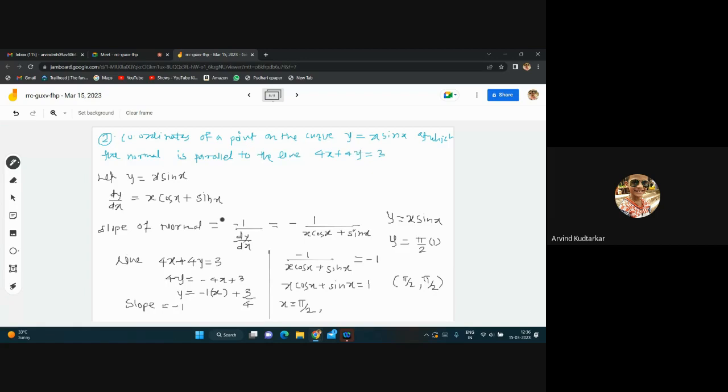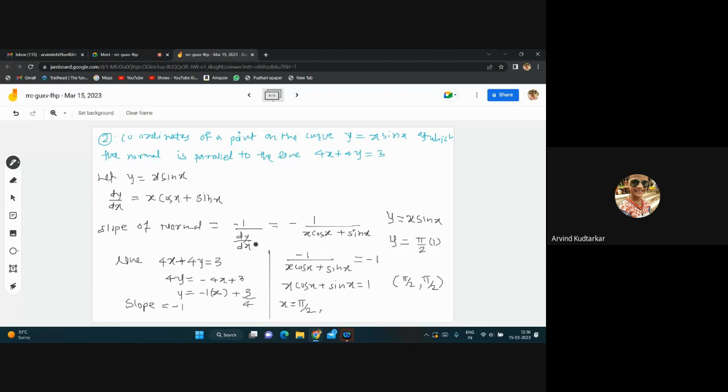So slope of normal is nothing but minus 1 upon slope of tangent, because the product of the slopes of tangent and normal will be minus 1. So you first need to find the tangent: dy by dx, that is called slope of tangent. Once you have the slope of tangent, slope of normal is minus 1 by slope of tangent.